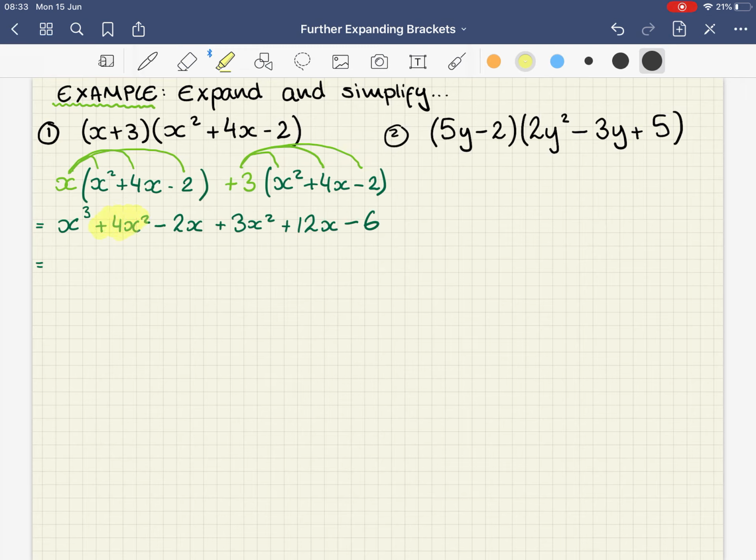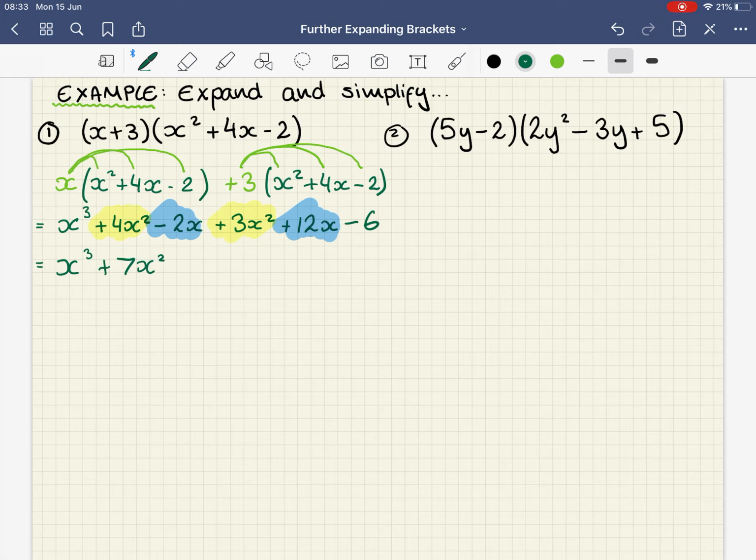So I've got x squareds, and I also have x's. So those are all my like terms. My x cubed is left alone. Then I've got 4x squared plus 3x squared. Well, 4 plus 3 is 7, so that's going to be 7x squared.